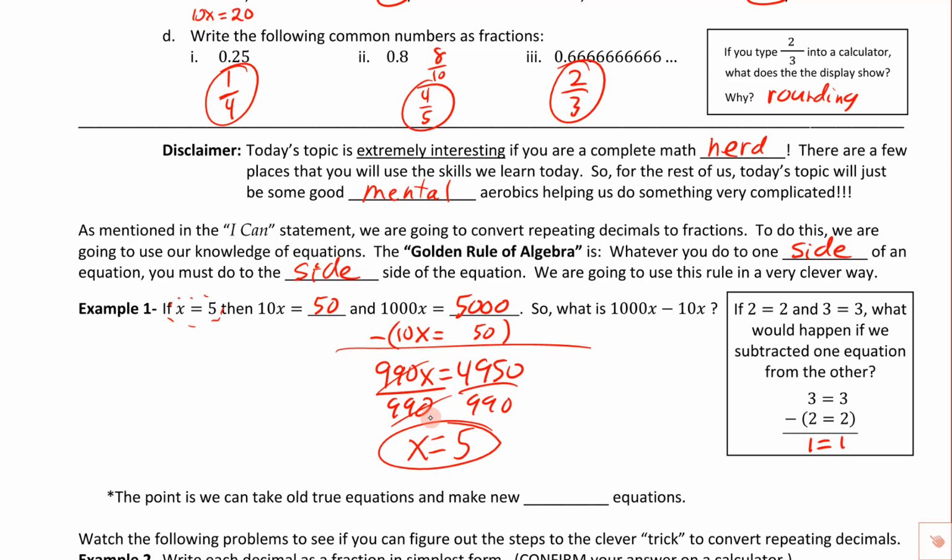Well, the point of all of this is we can take old true equations, these guys right here, and we can make new true equations. So if I start with this one right here, if I say that x is equal to 5, well, then this equation's got to be true, and this equation's got to be true. And as long as I'm subtracting the same thing or adding the same thing to both sides, I'm going to get another true equation and another true equation. And this is just kind of going around in a big circle.